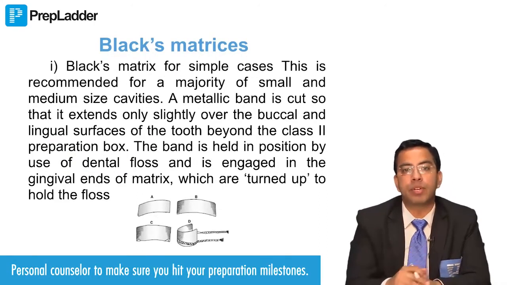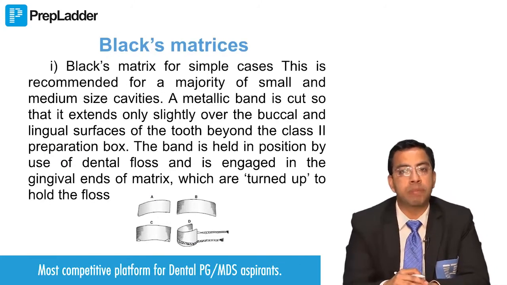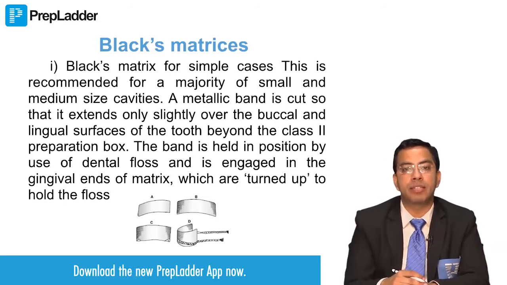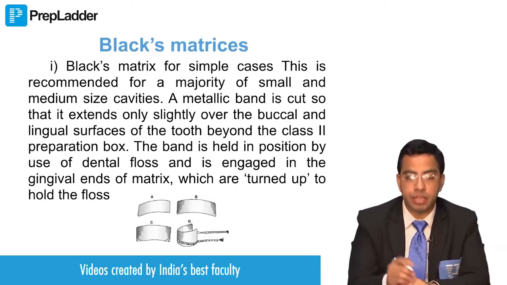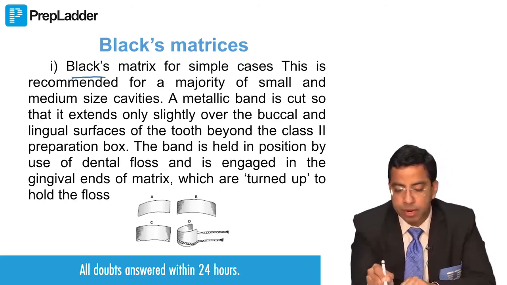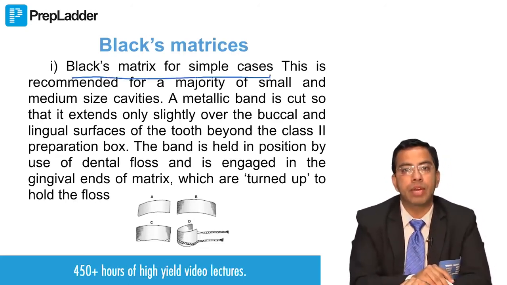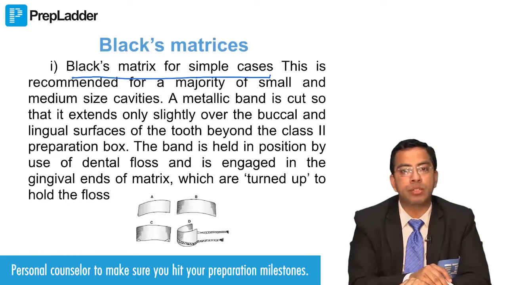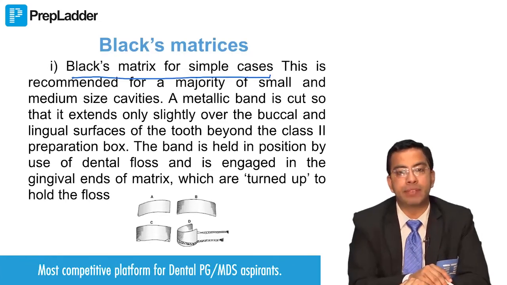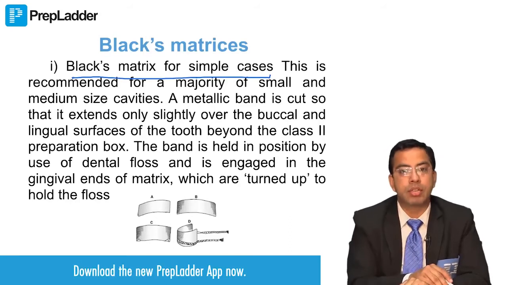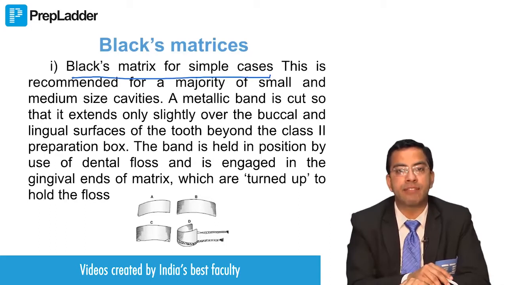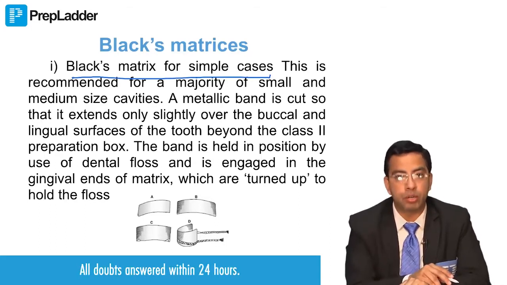We go back a little towards a historical perspective and we talk about the Black's matrices. There are different kinds of Black's matrices introduced by Sir G.V. Black in restorative dentistry. First, we talk about the Black's matrix for a simple case. This is recommended for a majority of small and medium sized cavities. A metallic band is cut so that it extends only slightly over the buccal and the lingual surface of the tooth beyond the class 2 preparation. The band is held in position by the use of dental floss and is engaged in the gingival ends of the matrix, which are turned up to hold the floss.